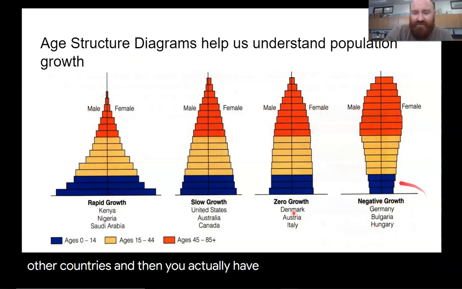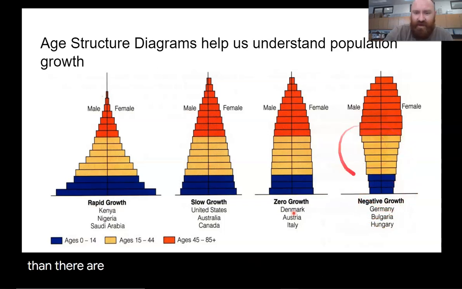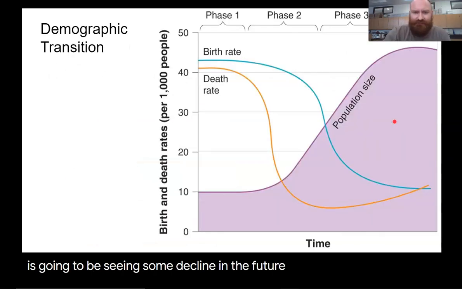And then you actually have countries that are shrinking: Germany, Bulgaria, Hungary. You see that there are actually fewer children than there are reproductive age people, which means that that population is going to be seeing some decline in the future. And we actually can look at this and talk about demographic transition.